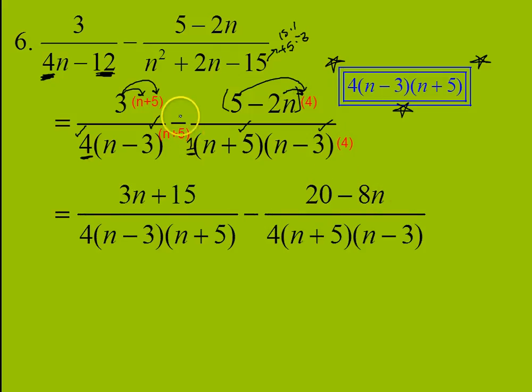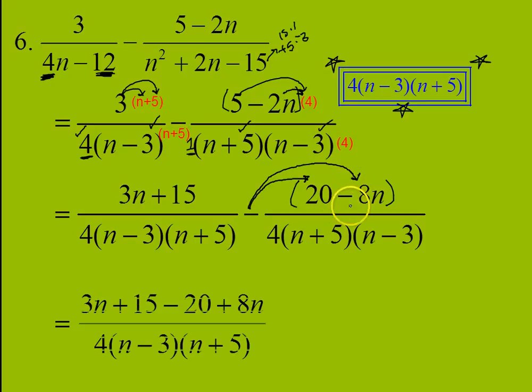Now, some of you already see the subtraction sign, but notice I haven't done anything with it yet. All I did was distribute. I did that first. Now I'm going to deal with the subtraction sign. So now I'm going to pull this subtraction sign in. Again, if you need parentheses, put them there, because the subtraction sign goes to the 20, so it's a minus 20, and to the negative 8n. So is this a negative 8n still? Nope, this is now a positive 8n. And our denominators were the same, so we just combined them, 4n plus 5 and n minus 3.